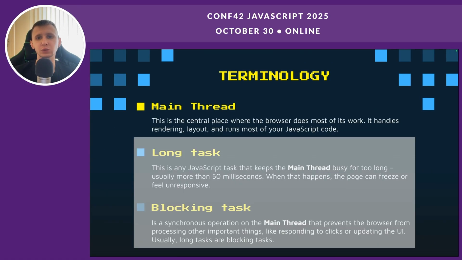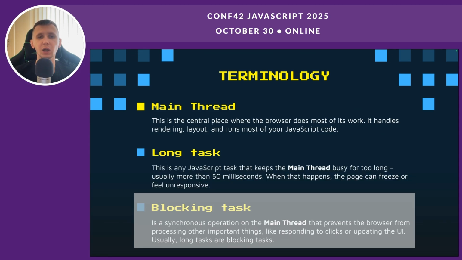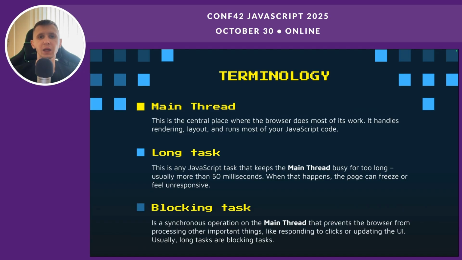Before we dive deeper, let's quickly go over a few basic terms that I'll be using throughout the talk. I'm sure many of you already know them, but a quick refresher never hurts. Main thread: this is the central place where the browser does most of its work. It handles rendering, layout, and runs most of your JavaScript code. Long task: this is any JavaScript task that keeps the main thread busy for too long, usually more than 50 milliseconds. When that happens, the page can freeze or feel unresponsive. And a blocking task is a synchronous operation on the main thread that prevents the browser from processing other important things, like responding to clicks or updating the UI. Usually long tasks are blocking tasks.